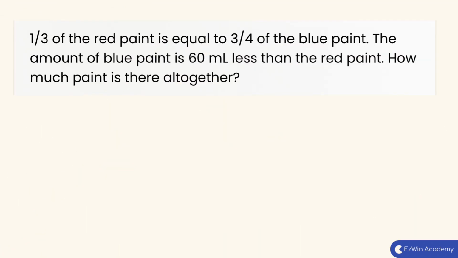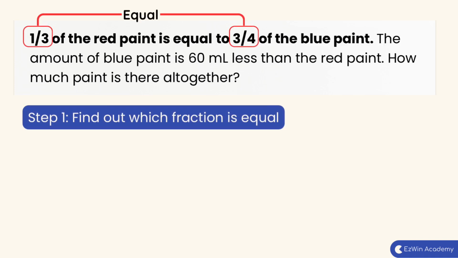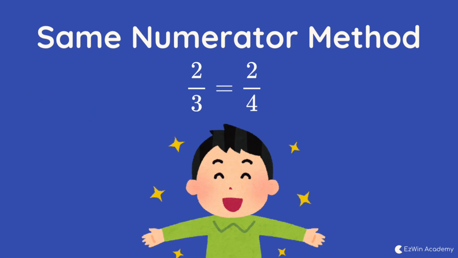In using the same numerator method, the first step is to find out which fraction is equal. So, do you know which fraction is equal? If you said that 1/3 of the red paint is equal to 3/4 of the blue paint, you are right. So, we're going to write it down, and then once you find out which fraction is equal, the second step is to make the numerators the same. I'm going to share how the same numerator method looks like.